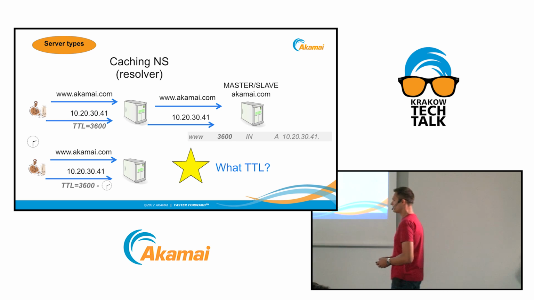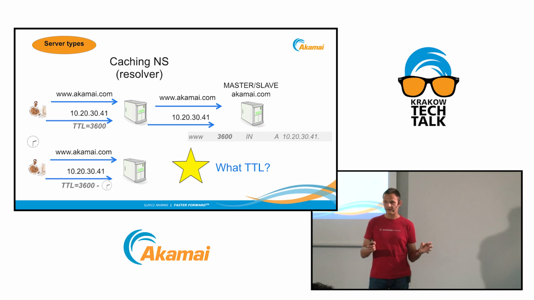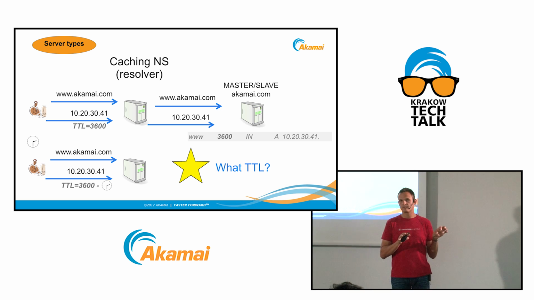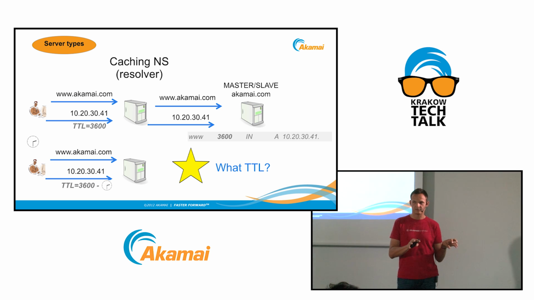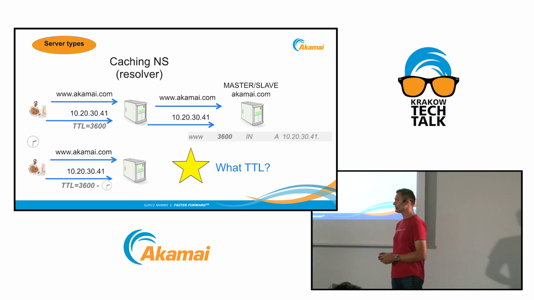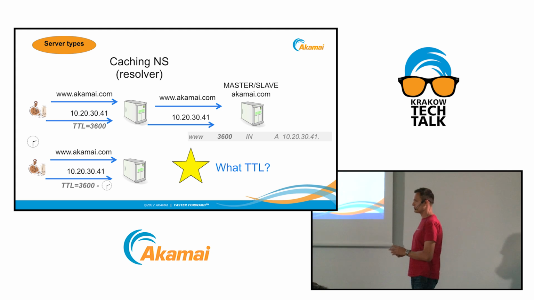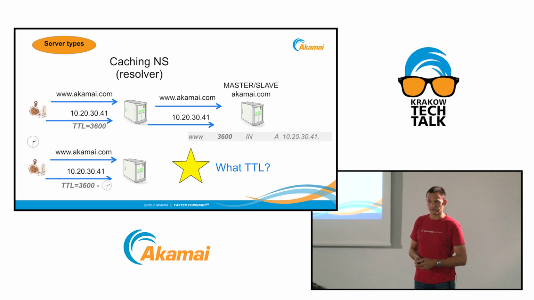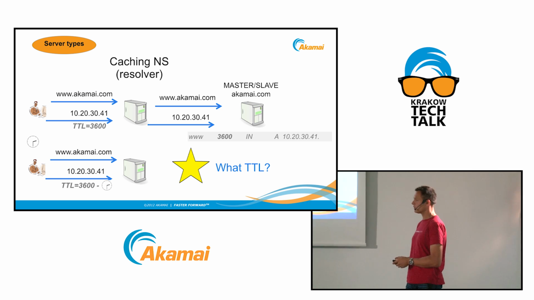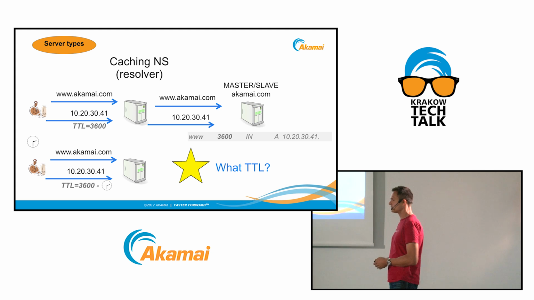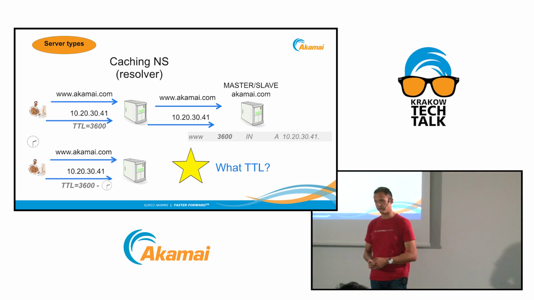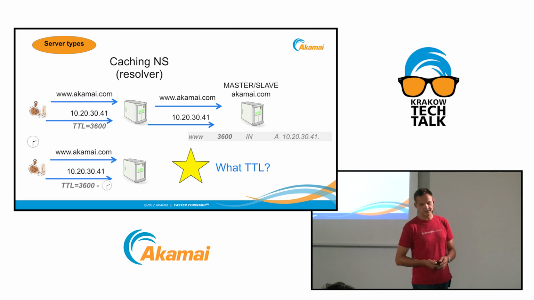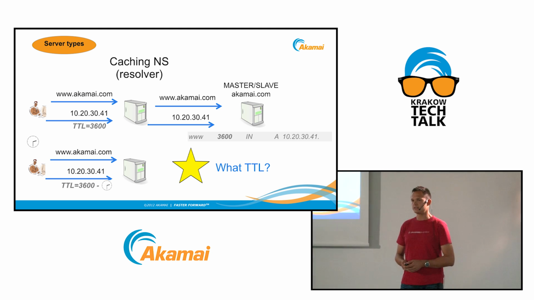Now, on one side, you have master-slave. That's the division from the perspective of how the zone file is maintained. On the other side, you have a division based on the role. So you may have a caching name server that is called a resolver. What is that, a caching name server? Imagine you want to open the Akamai.com domain name. You always have some DNS server you are using. This is something you are getting by default from your internet service provider.